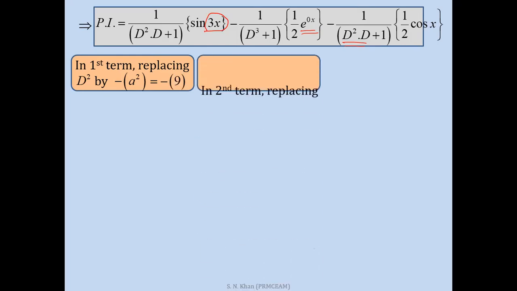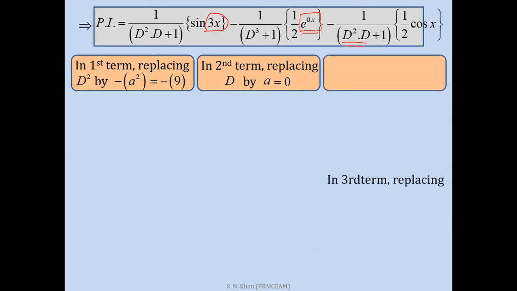After that, in second term we are having exponential function. And exponential function को case number 1 से solve कर सकते हैं. And for applying case number 1, we have to replace D by a. So in second term, replacing D by a and value of a is here 0. e to the power 0x है, coefficient of x is 0. So value of a is here 0.